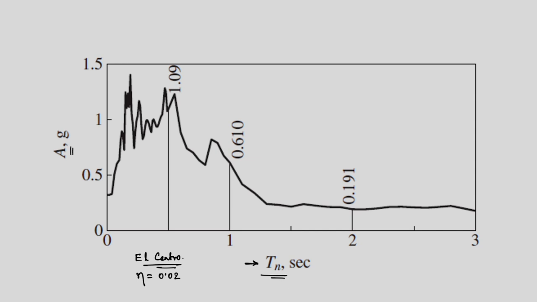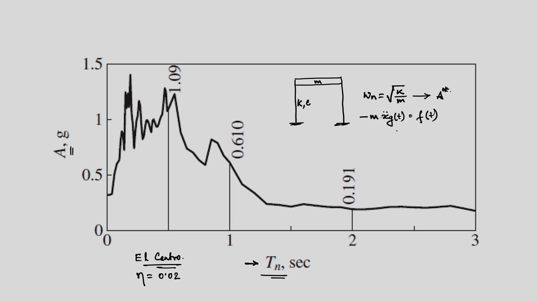As I said, if we now start design of a system, say we have a frame. What is our task? We first choose some sectional property and material, so we can find out the natural frequency from the stiffness and mass, and the moment we do that, we can easily find out the A star. If you recall, the force acting on this is minus mass times acceleration, right? So this is the force F of t.